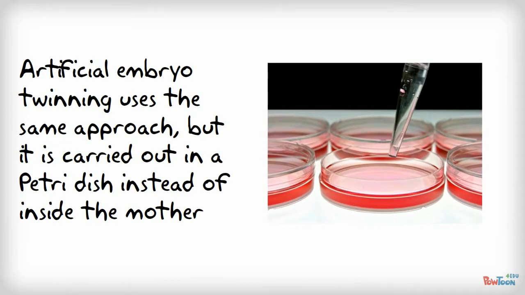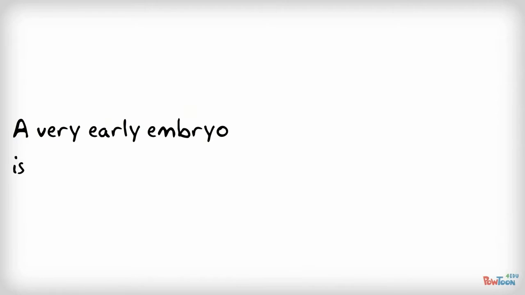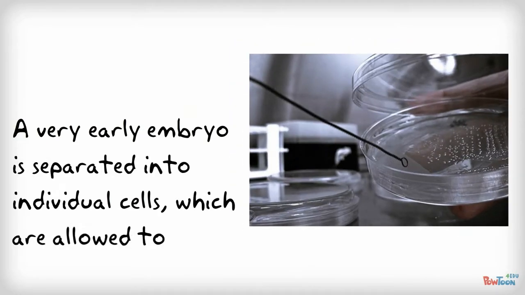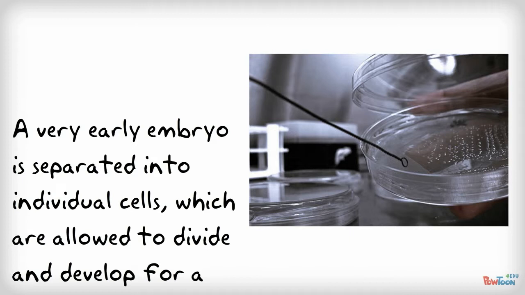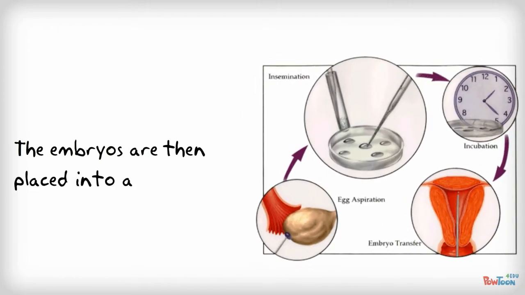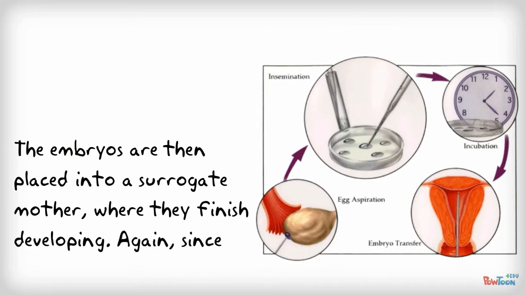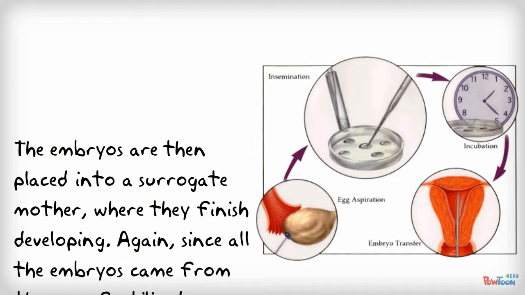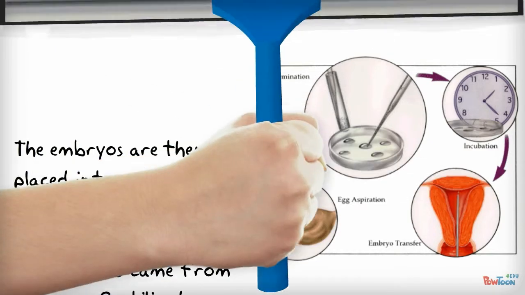Artificial embryo twinning uses the same approach, but it is carried out in a petri dish instead of inside the mother. A very early embryo is separated into individual cells, which are allowed to divide and develop for a short time in the petri dish. The embryos are then placed into a surrogate mother, where they finish developing. Again, since all the embryos came from the same fertilized egg, they are genetically identical.